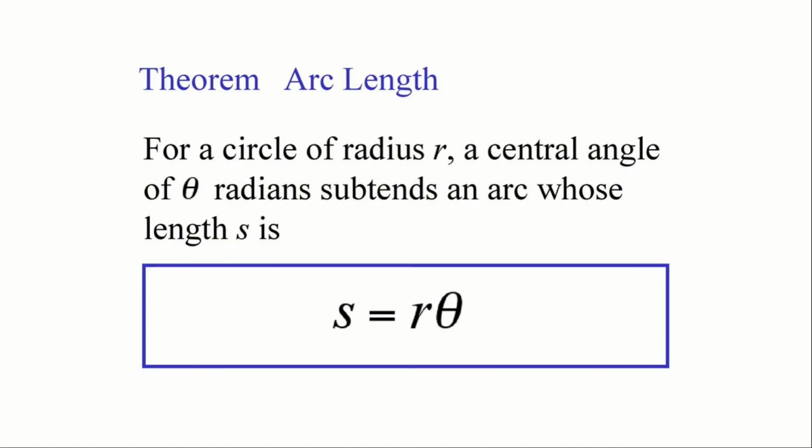Theorem: arc length. For a circle of radius r, a central angle of theta radians subtends an arc whose length is s. So s is the arc length, r is the radius of the circle, and theta is the angle in radians, which is given by the formula s is equal to r theta.